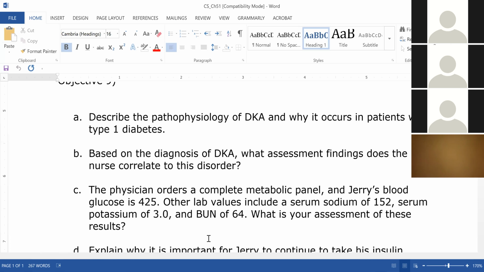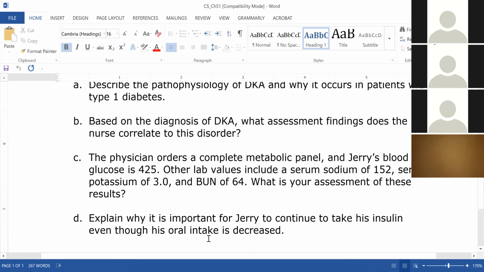And they would be hypokalemic. So why is it important for him to continue to take his insulin even though his oral intake is decreased? Yeah, because the cells need to be fed in order to maintain optimal body function. Without the insulin, there's no way that nutrition will be delivered into the cells.